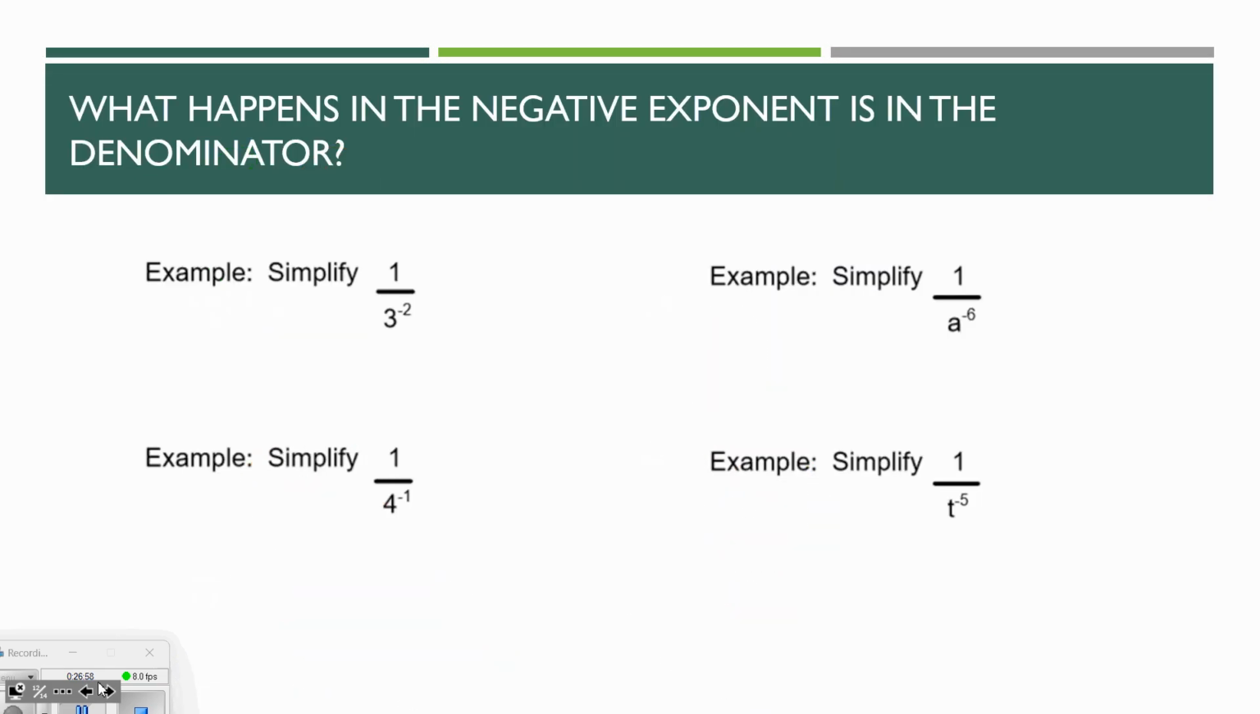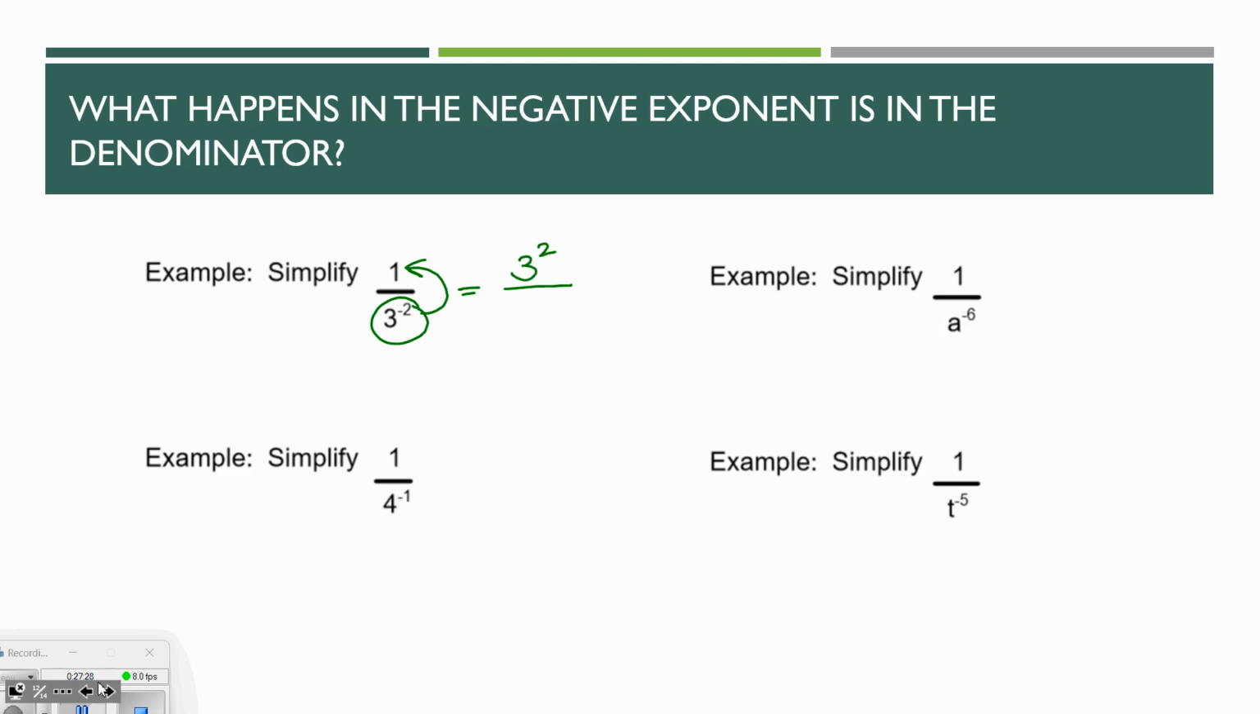Okay, let's look. What happens if the negative exponent is in the denominator? I know you're thinking that, right? So what if I have 1 over 3 to the -2? The rule is still the same. The negative exponent tells me to flip to the other side of the fraction. Well, in this case, if I start on the bottom, the other side of the fraction is the top, right?